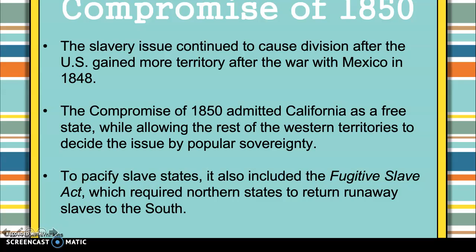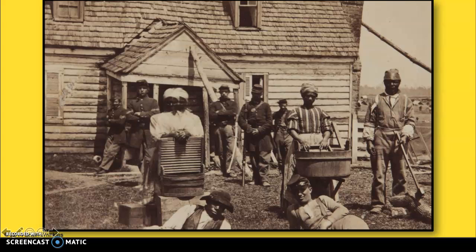To pacify the slave states, to make them happy, this also includes the Fugitive Slave Act. And this act requires the northern states to return runaway slaves to the South. So you can see here, these are runaway slaves in 1862.